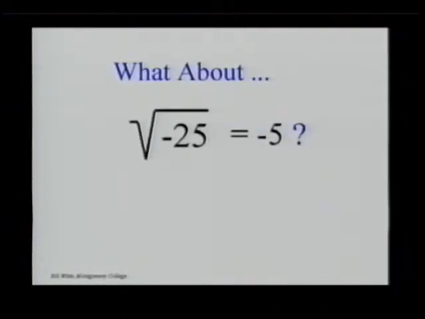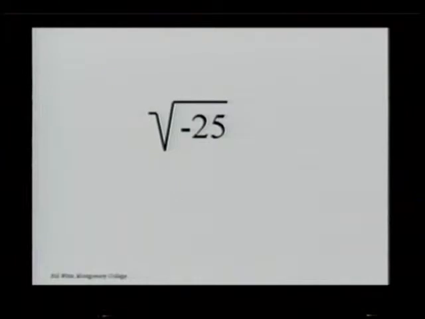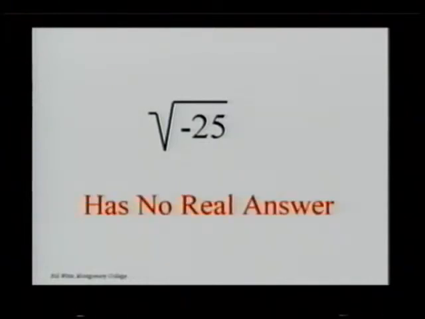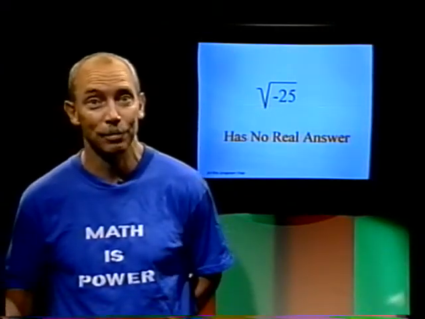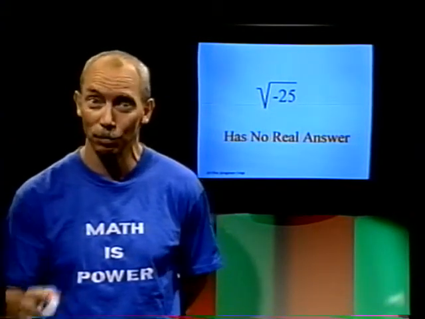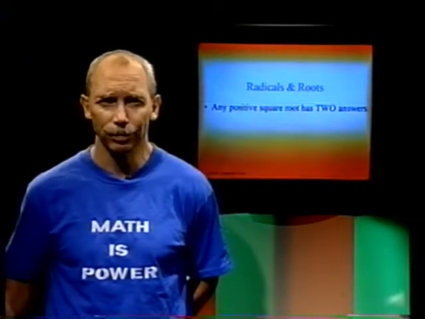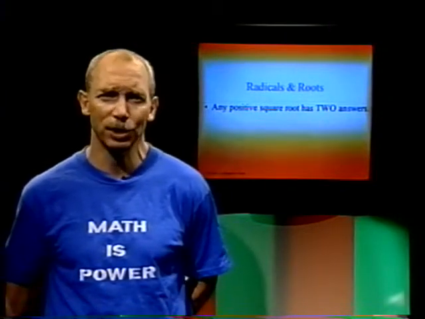You say, oh, I know what it is. It's negative 5. Well, it's negative 5 squared. Remember that a negative times a negative equals a positive. Positive 25. There again, these two are not equal. We've tried both positive 5 and negative 5. Guess what? The square root of negative 25 has no real answers. You cannot take the square root of a negative number. Another rule. You could take the cube root of a negative number. We did that, but not the square root, because a negative times a negative is never going to give you that negative number.